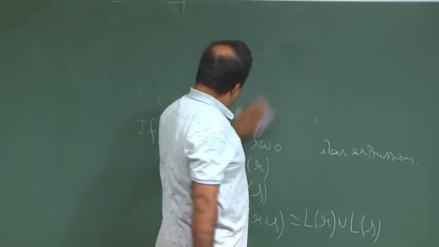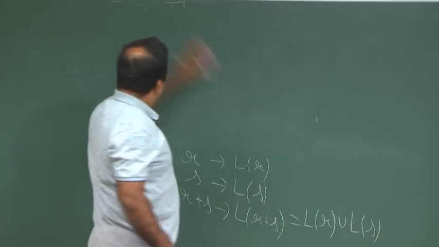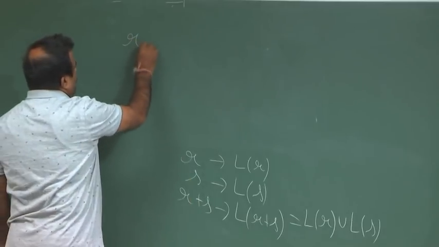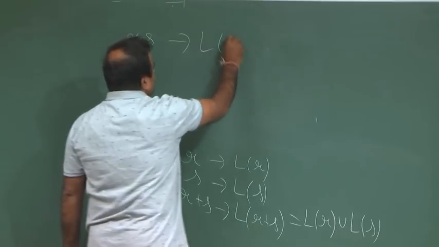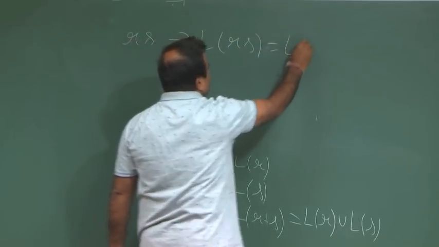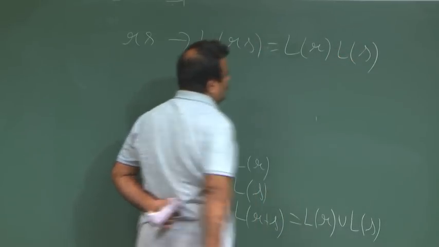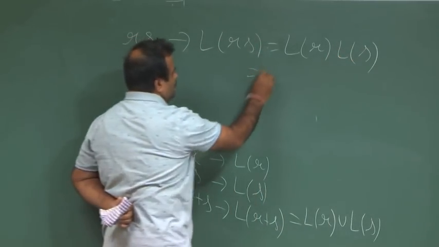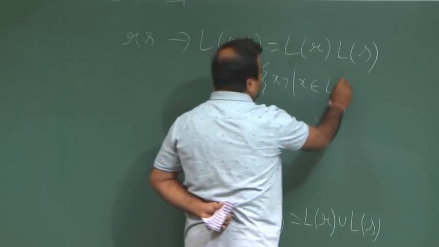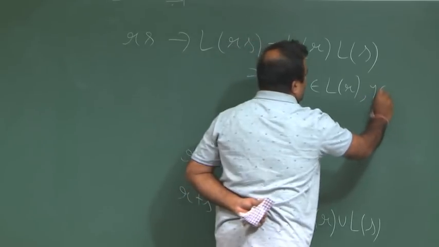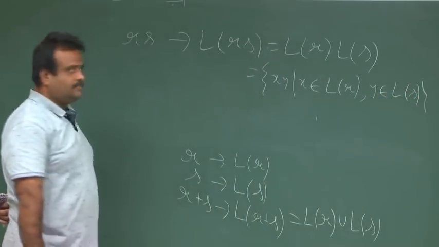And then another one is R concatenate S. RS is also a regular expression. Now, what is the language of RS? It is the language of R concatenated with the language of S. We know the concatenation operation: it is the set of all xy such that string x comes from the language of R and string y comes from the language of S. Okay.